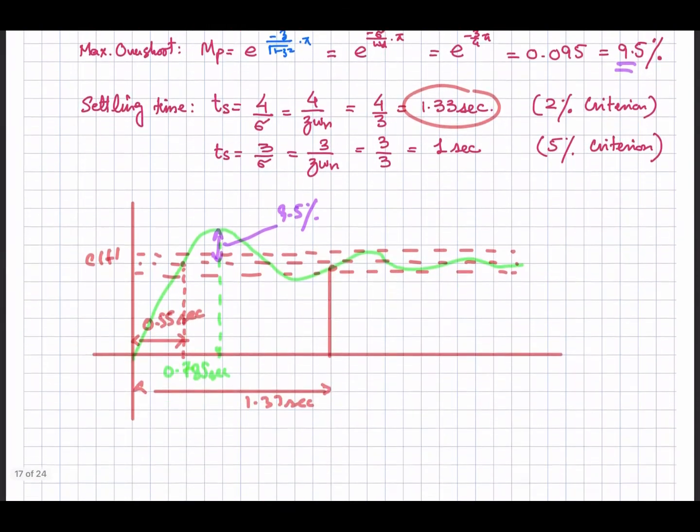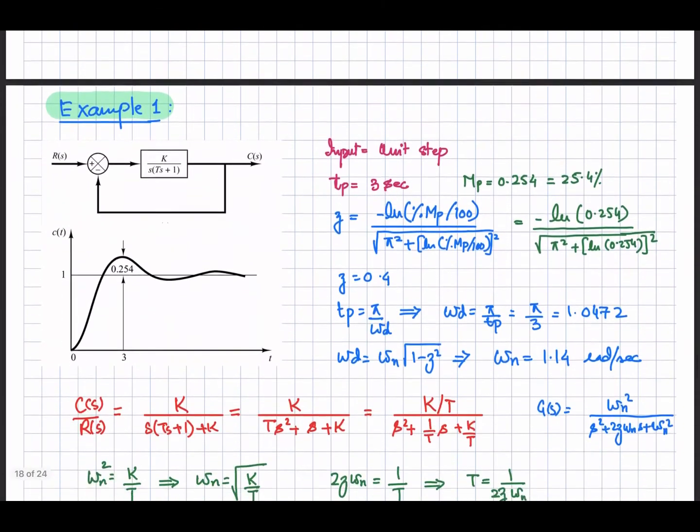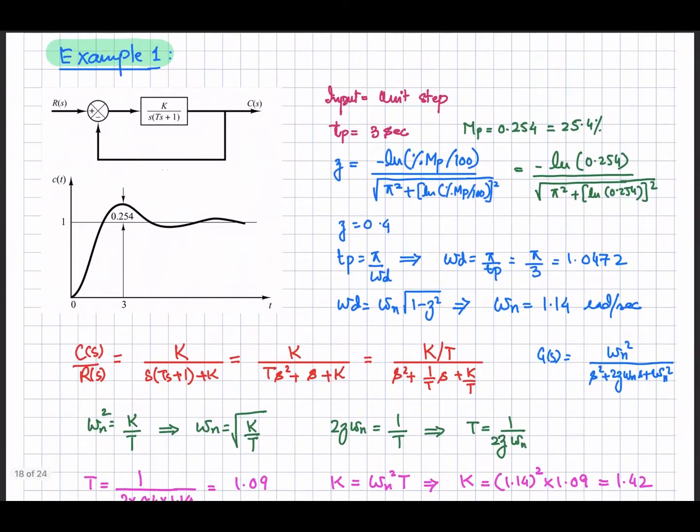So you can quickly sketch the response of your system if you calculate all of these parameters, that is, how your system will behave when it is subjected to the unit step input. Okay, so now taking some more examples from your textbook. So this is the system given to you, a second order system, and its response is also given.